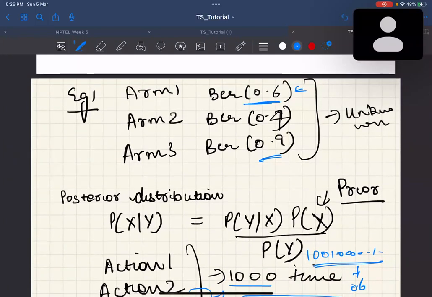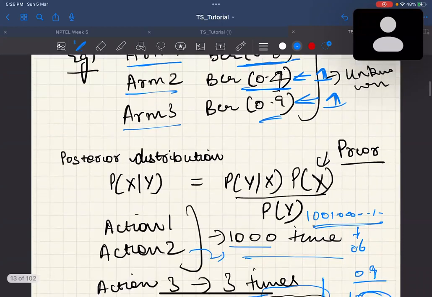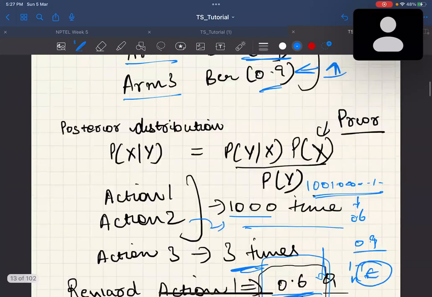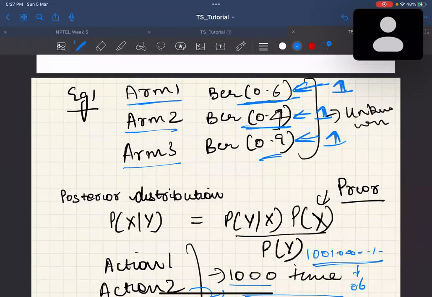I have arm 1, arm 2, and arm 3. I'm having 3 arms. I have a 0.6 probability that I'll get the reward 1 from the first arm, 0.4 that I'll get the reward 1 from the second, and 0.9 that I get the reward 1 from the third, which is unknown to us. Basically, our main motive is that we don't know about these probabilities and we want to know which is the optimal arm.